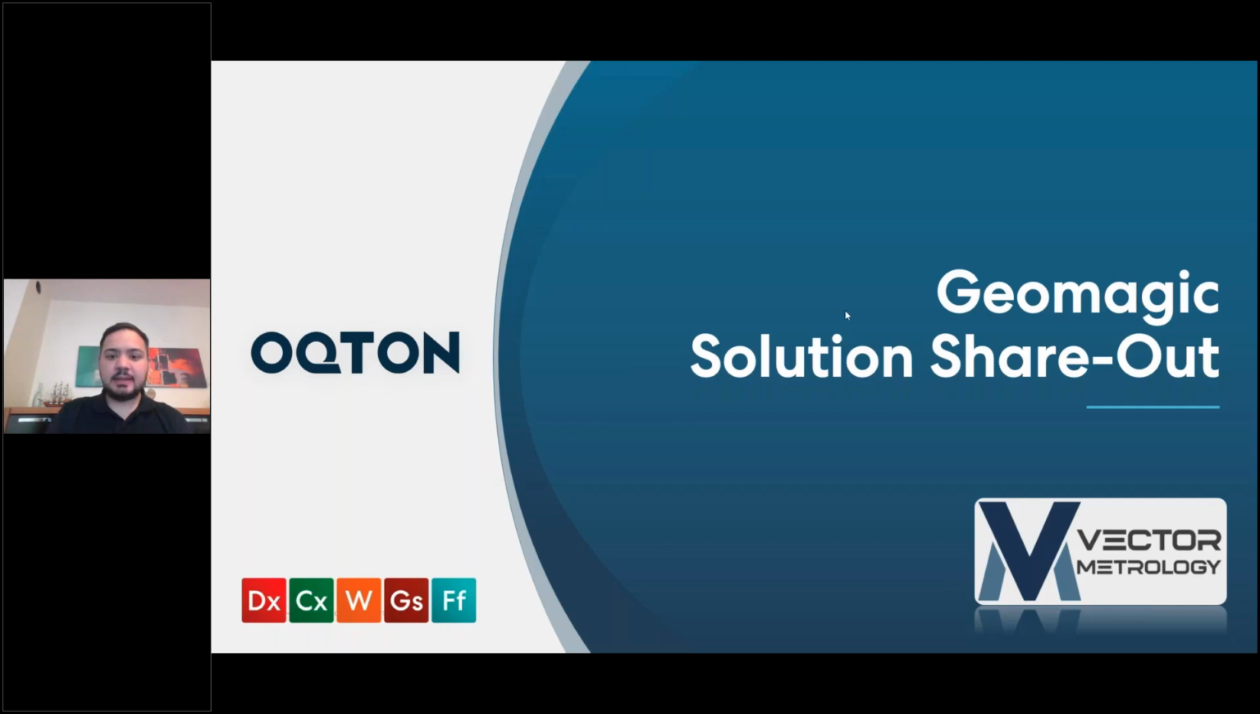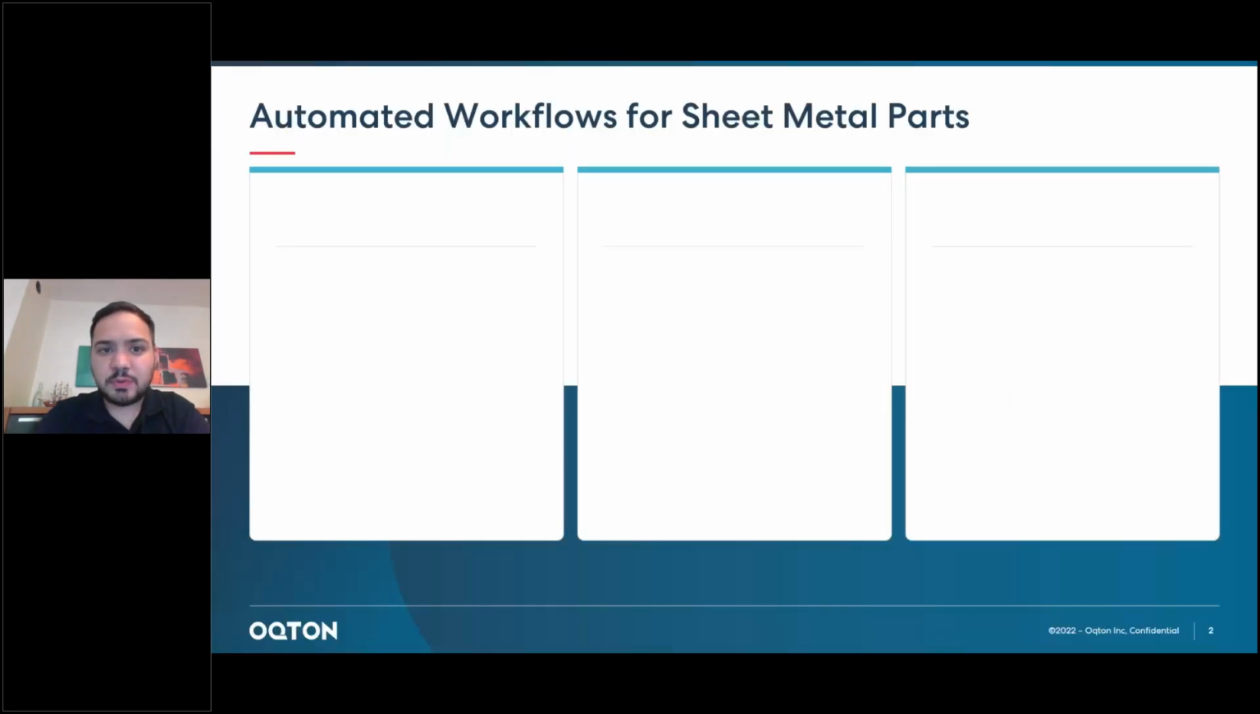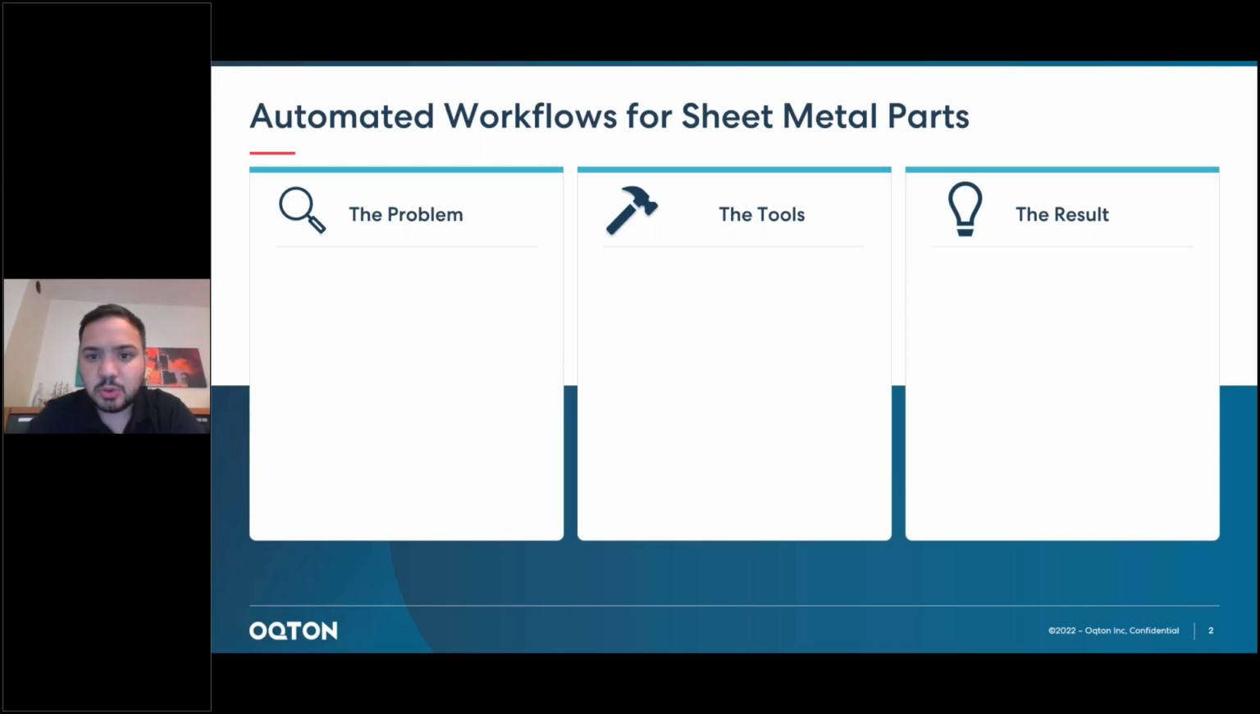Okay. Today, we are going to talk about automated workflows for sheet metal parts. We make a different presentation, a scientific look at our system. Let's say we have a problem for sheet metal parts and we create tools. How can we solve this problem? And the final is the result. We can make these tools so useful to get better results. So what's our problem? Let's talk about that first.